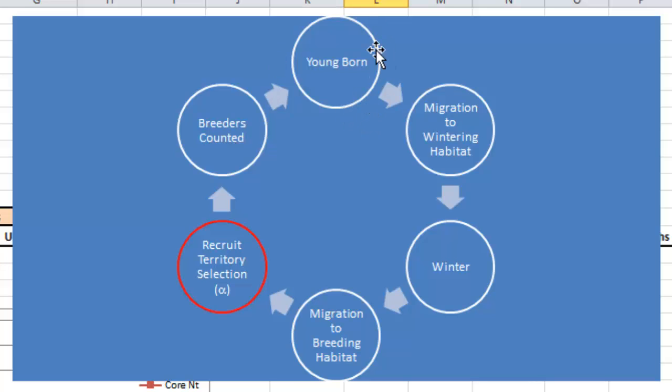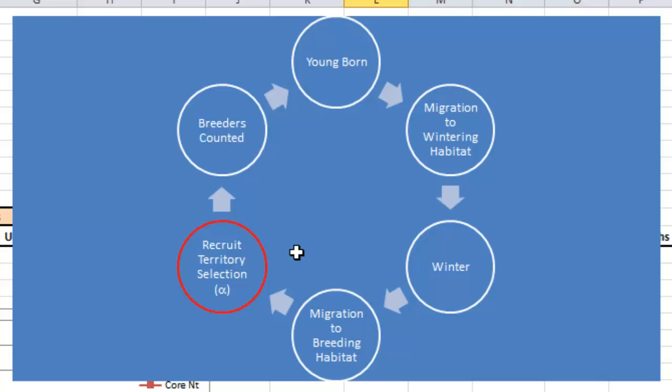We'll start off with a chick that's being born in the North American breeding grounds. That chick then leaves the nest, matures a bit, migrates to the wintering habitat, and spends the winter in South America. After some period, it migrates back to North America, and then, at that point, it needs to make a decision about where it will breed for the very first time.